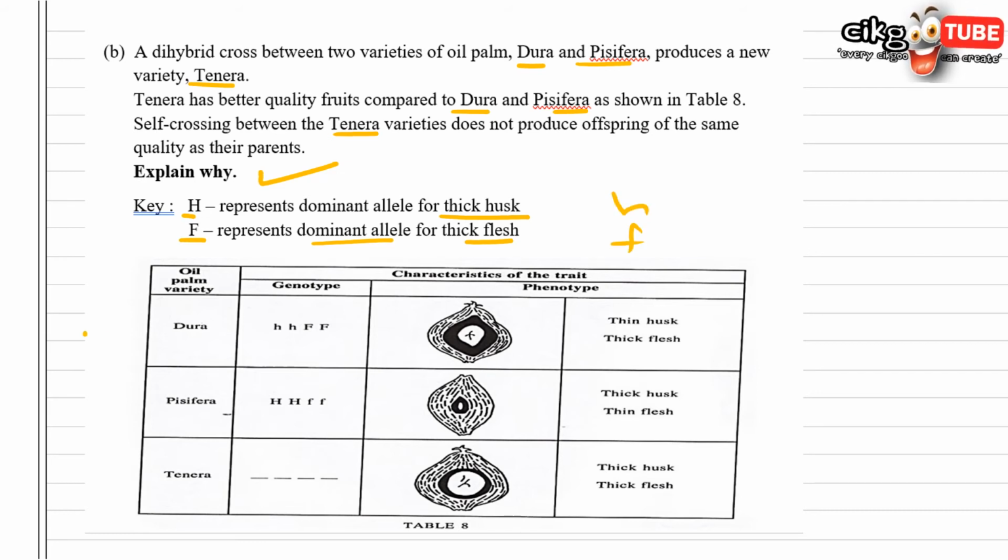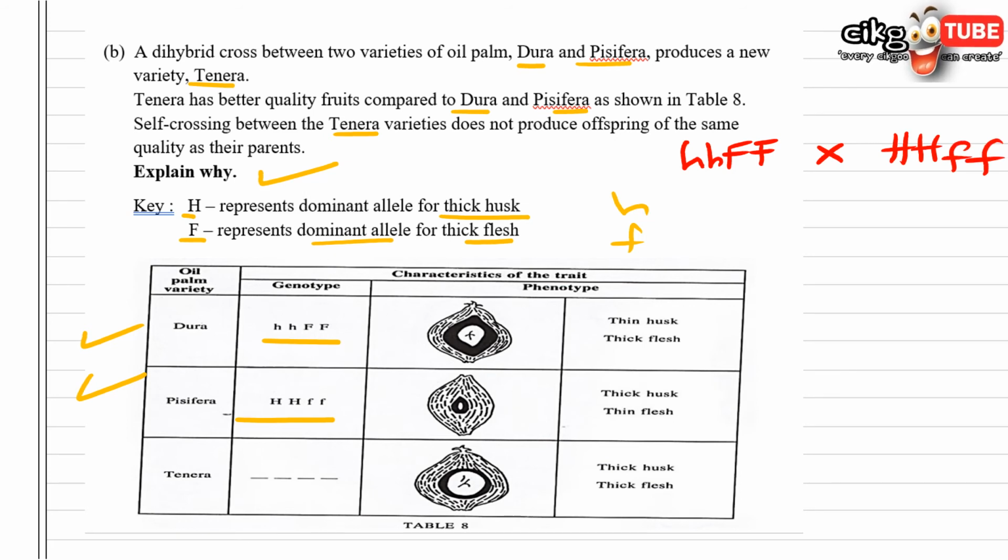So now Dura and Piscifera are parents. So they are the parental generation and we can see they are pure breed over here. They are homozygous, either dominant or recessive. So if we cross them, use another color of pen. So if we cross them, we have here Dura, hhFF, and we have Piscifera, HHff. By the way, it's actually to produce Tenera, which is a better quality compared to the parent.